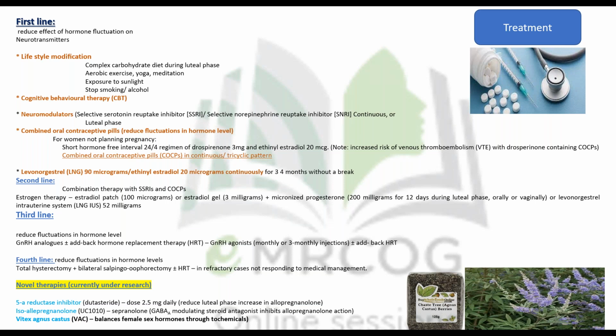So all of this comes in the first line treatment, and in the first line treatment I can use a combination of lifestyle modification, CBT, neuromodulation, or hormonal if the woman does not want pregnancy at the moment, and the hormonal can be COC or estradiol plus Mirena. Are we clear so far? I hope we are.